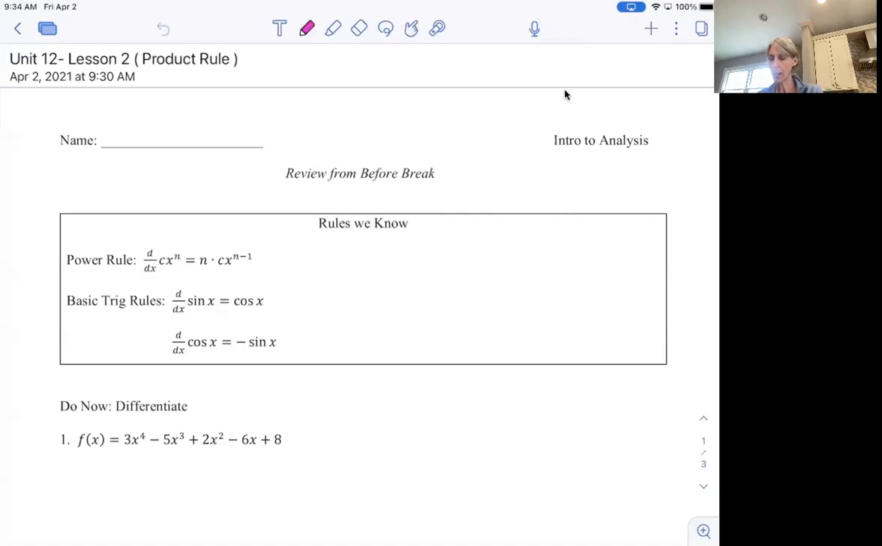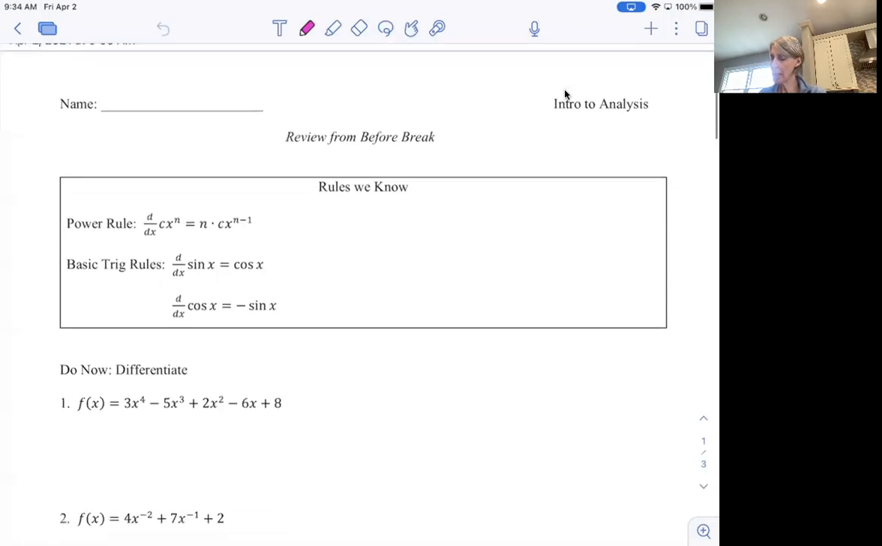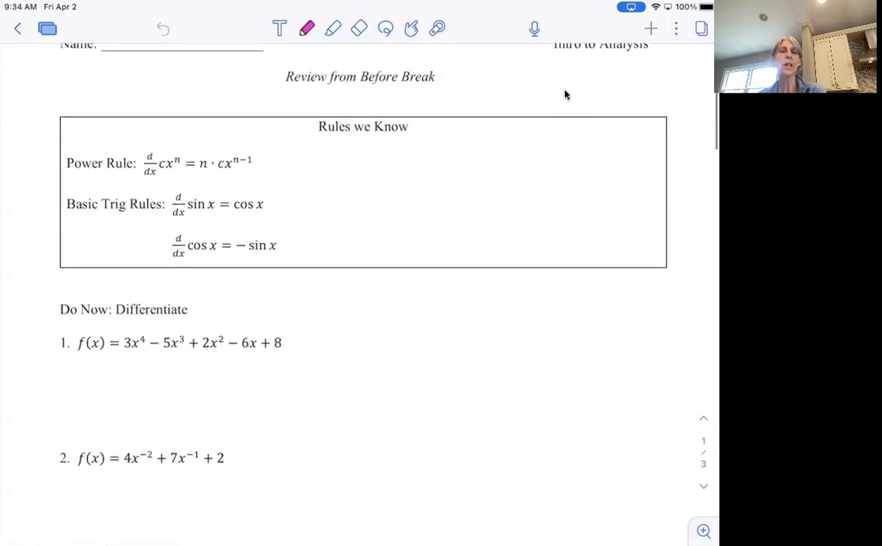Hi, guys. Today we're on Unit 12, Lesson 2. We're going to be learning the product rule. But before we begin, we're going to just review some stuff from before break. Okay, so we're going to talk about some of the rules we already know how to use.